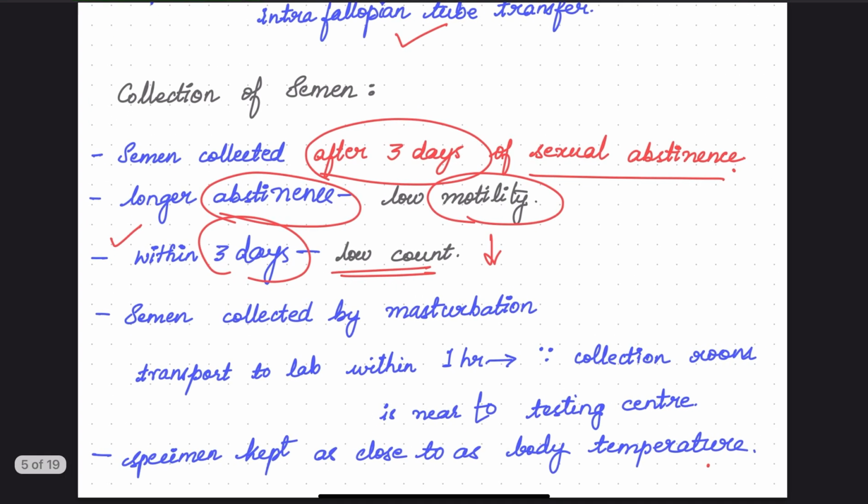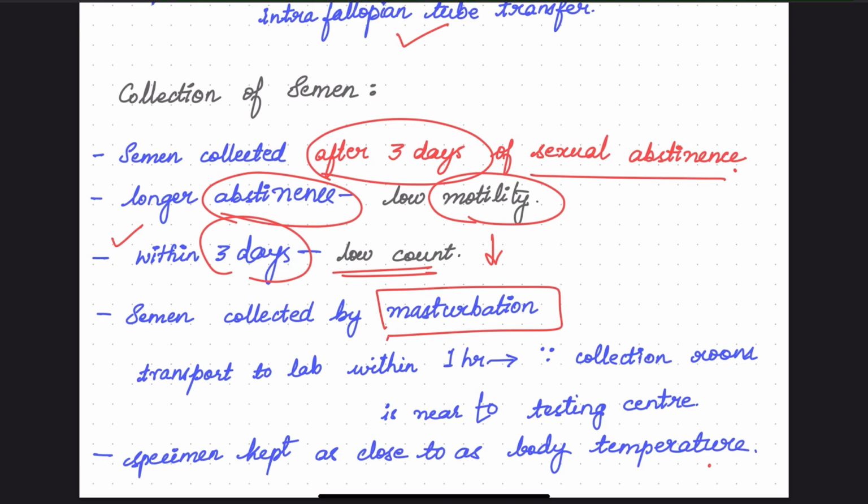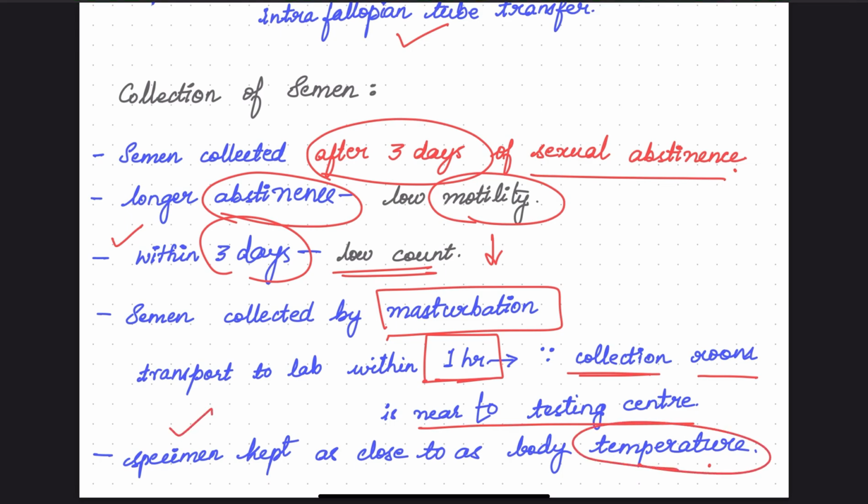The semen is collected by masturbation and it has to be transported to the lab within 1 hour. Ideally the collection rooms are situated near the testing center, and the specimen should be kept as close to body temperature as possible.